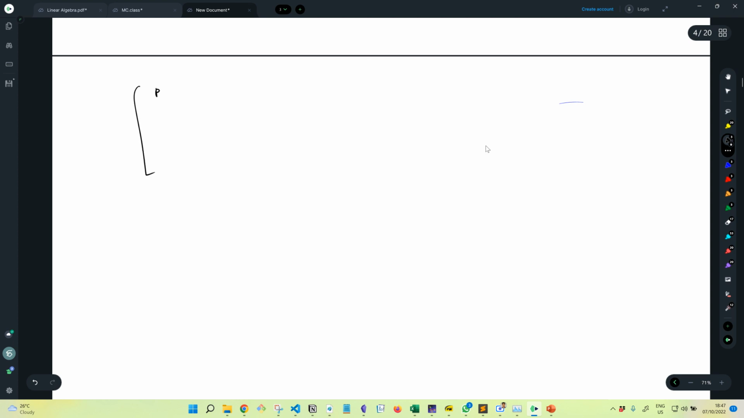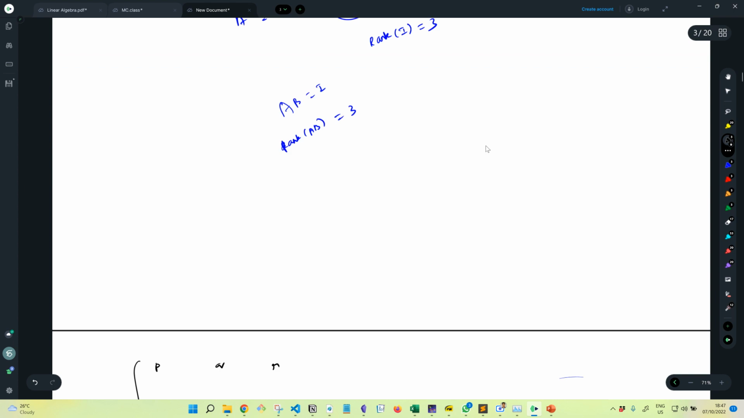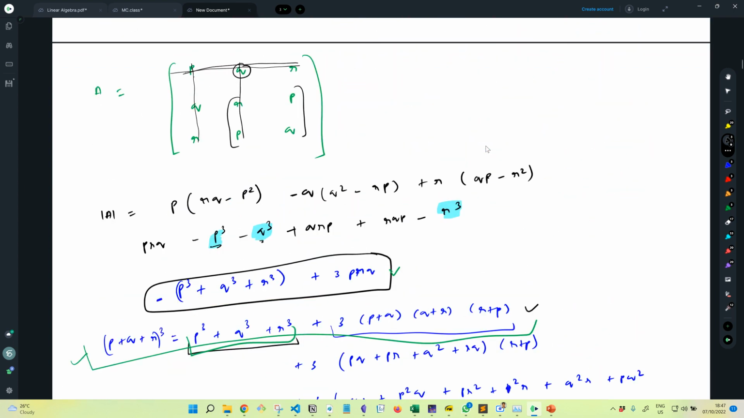We have the matrix A, with the first row P, Q, R. Then we have Q, R, P, and R, P, Q. That is the matrix A. Now we need to find the determinant of A. We need to find the condition that will give us determinant of A equals 0, because this is when you will have a non-trivial solution for the homogeneous system, right? Now determinant of A will be equal to... let me correct the notation.